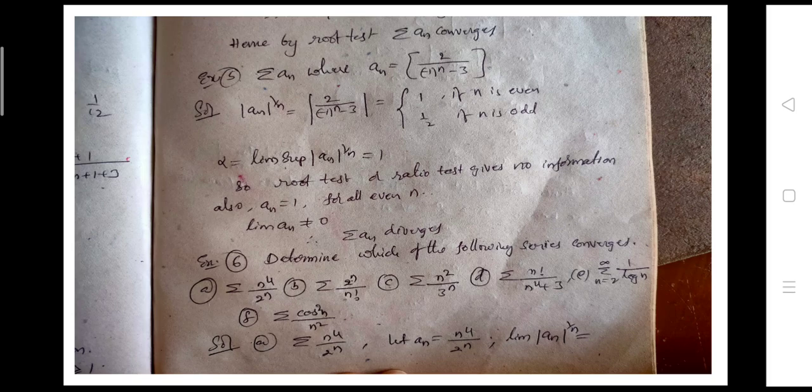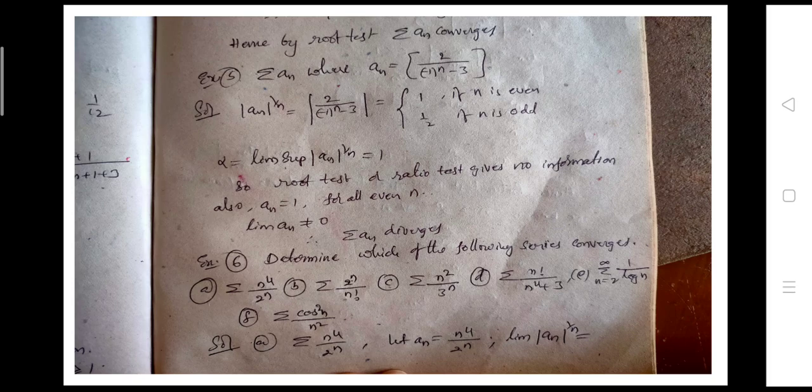Also an is equal to 1 for all even n. Limit an is not equal to 0, so sigma an diverges only. So here an is equal to 2 by minus 1 whole power n minus 3, and it diverges.